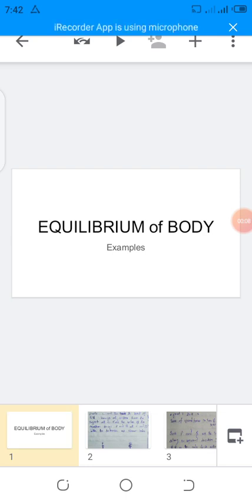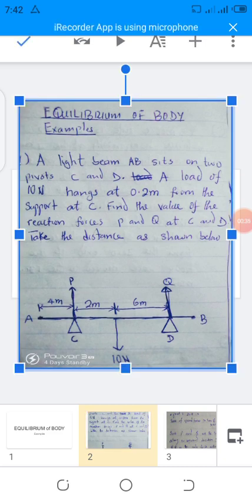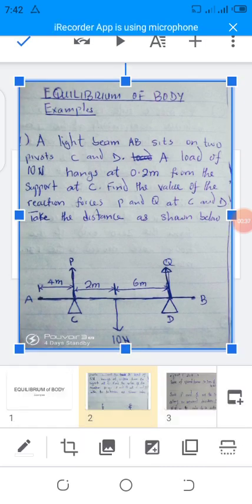Last week we talked about equilibrium. We talked about equilibrium of bodies, and we treated many examples which many of you were not clear about. So this week I'm repeating the example, and I decided to make an audio presentation in order for some of you to understand it better. The first example that was treated last week, we will start from it.